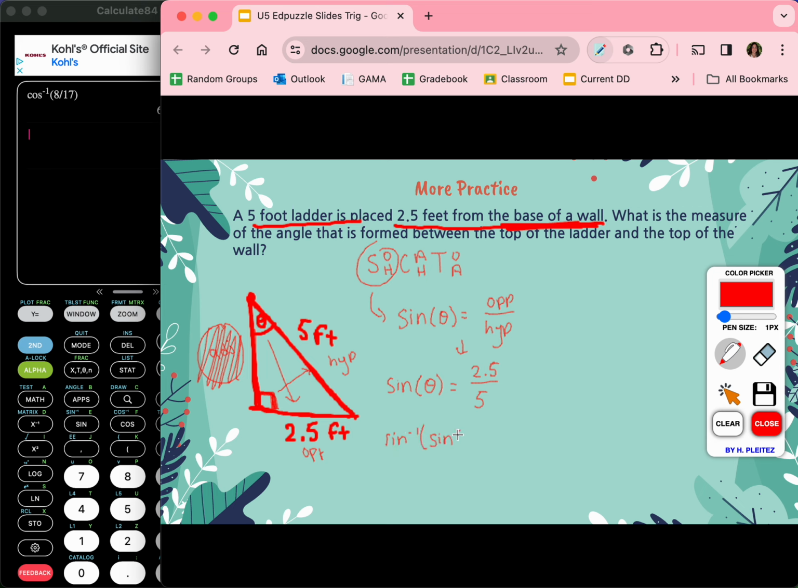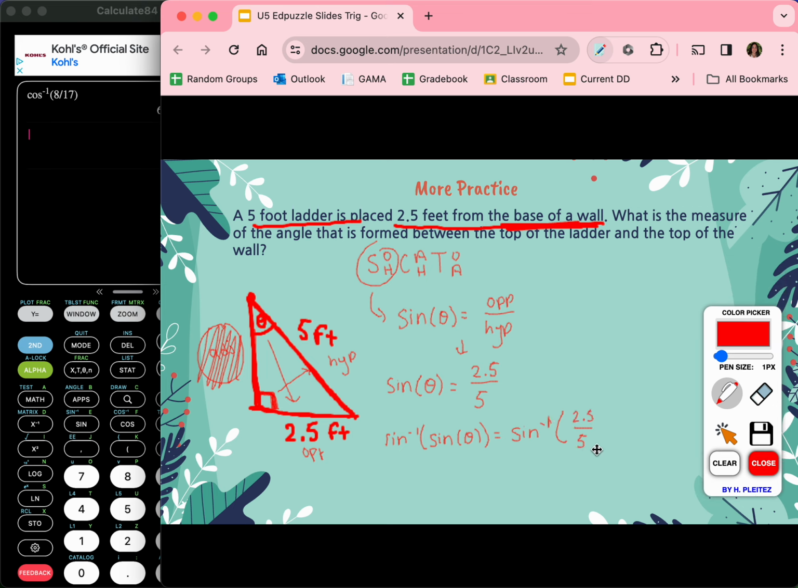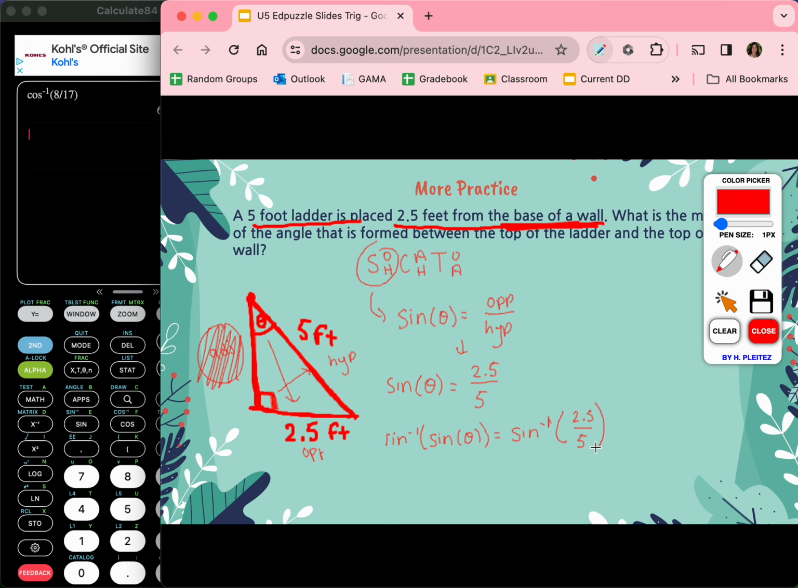So sine^-1 of the left, right? And then we have to do that on the right as well. Sine^-1 of 2.5 over 5. So again, whenever we have the inverse next to the function, these are going to cancel, and we are just left with theta, which is what we want. So theta equals sine^-1 of 2.5 over 5.